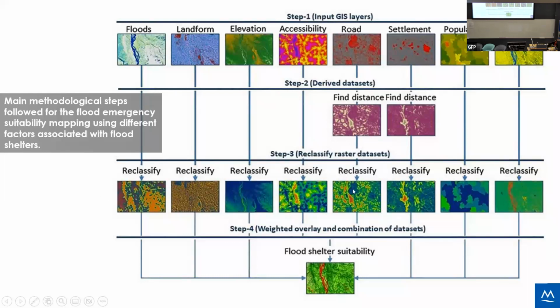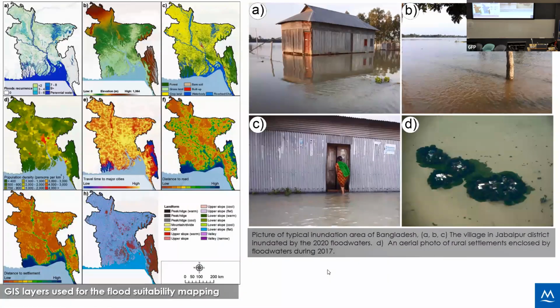After that we did a simple reclassification. After reclassifying each layer, we did a weighted overlay and got the flood shelter suitability. You can see the layers: the flood occurrences map, elevation map, and land cover map. We used what kind of land cover is good for a flood shelter, population density, accessibility, distance to road, distance to settlement, and also the topographic condition.